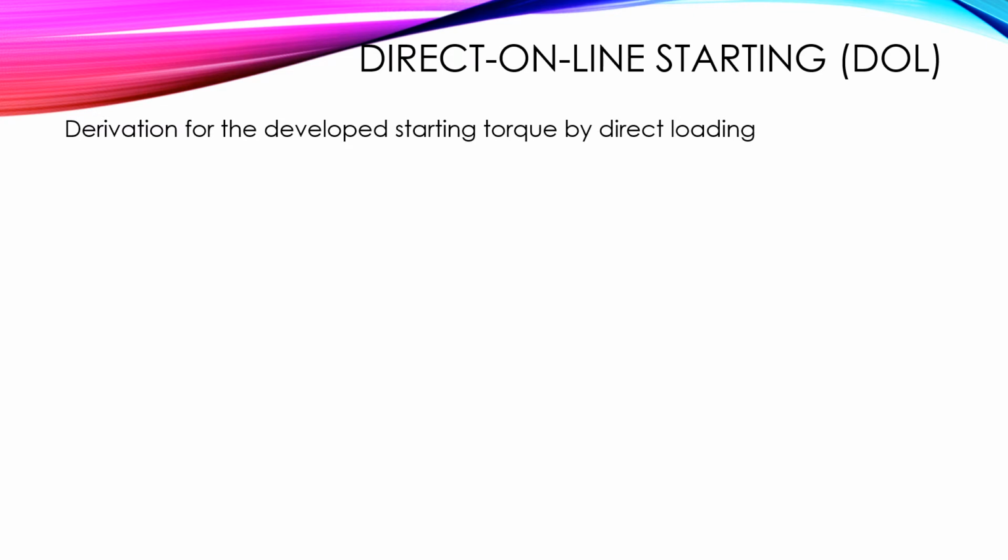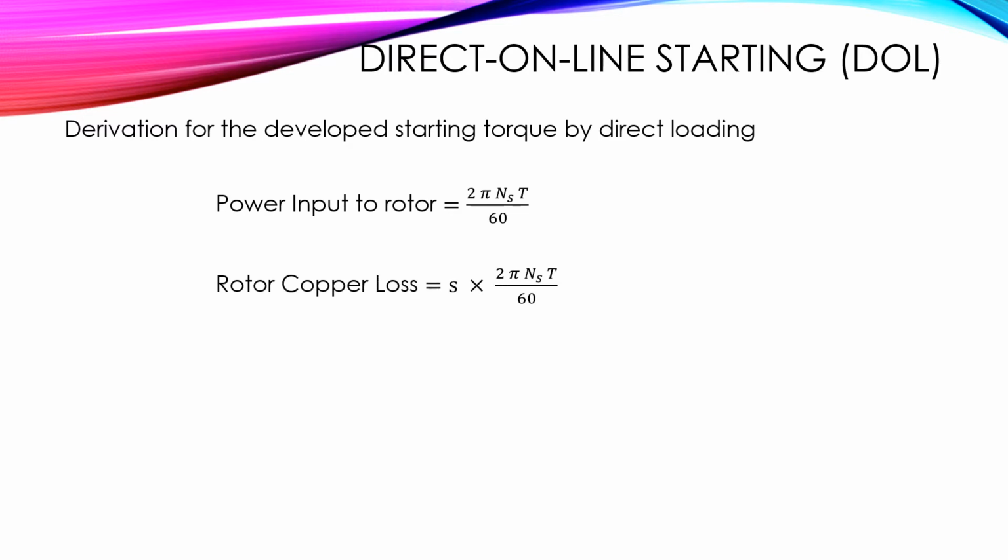Now we'll see the derivation for the developed starting torque by direct loading. We know how the power input to the rotor can be calculated, that is by using the product of omega and the torque developed. So omega is given by what? 2 pi Ns by 60, and torque T. So the power input to the rotor is 2 pi Ns T by 60, and the rotor copper loss is given by S times the power input to the rotor. The rotor copper loss is also given by the square of the rotor current I2 times the rotor resistance R2, and that is equal to S multiplied by 2 pi Ns T by 60.